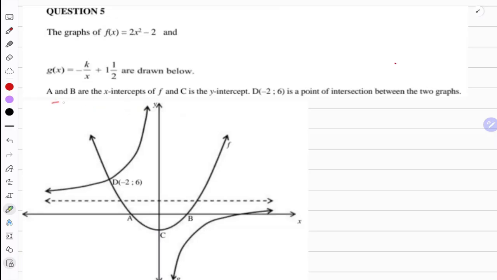So they say A and B are the x-intercepts of f. So these are the x-intercepts of f, and C is the y-intercept. So C here is the y-intercept for f. And they also give us this point D, very important, is the point of intersection between the two graphs. So the two graphs intersect at point D.